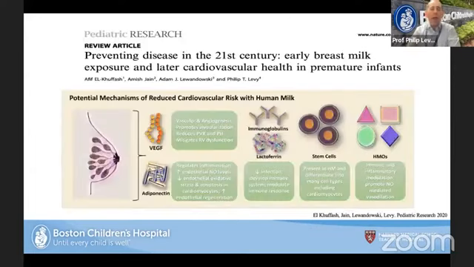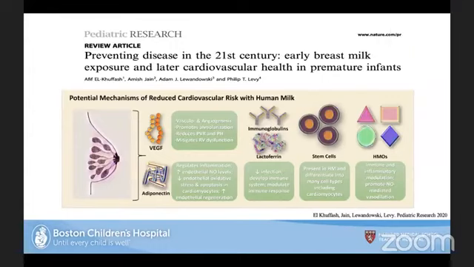And we looked at a lot of these mechanisms. We wanted to understand, why is this so? We think that there could be a component of VEGF, a component of stem cells, HMOs, immune factors. All of these are theories that can help alter the cardiovascular phenotypes of prematurity and lead to improved outcomes over time. This is a simple intervention that can be done at the bedside.